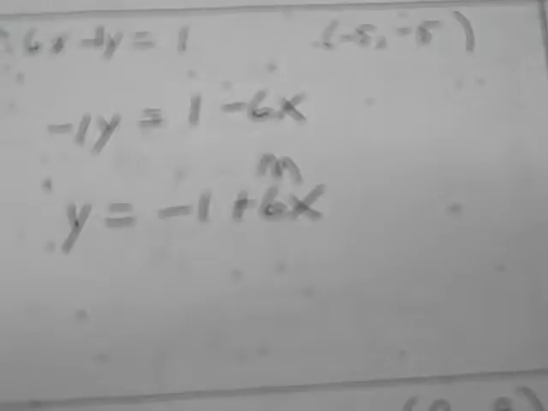So that's your m, and my m is going to be 6. So y equals m times x plus b. My x and y are both going to be negative 5. Then the m is 6 times negative 5. 6 times negative 5 is negative 30 plus b. So negative 30, I add 30 to both sides. Negative 5 plus 30 is 25. So y equals 6 times x plus 25.